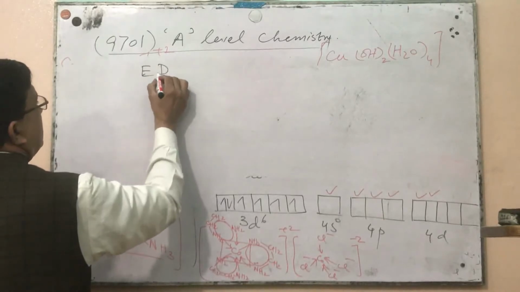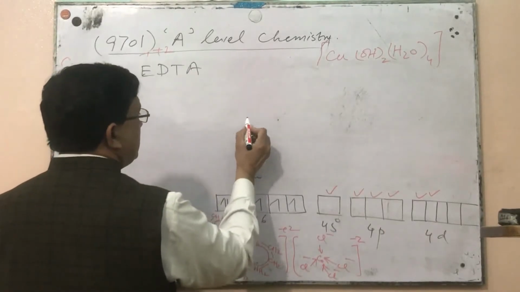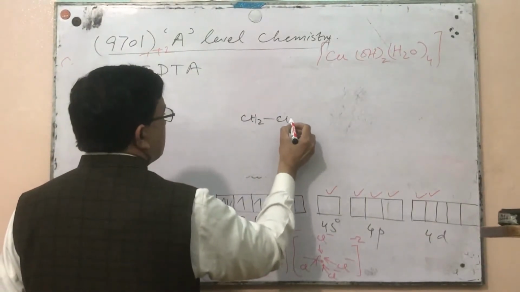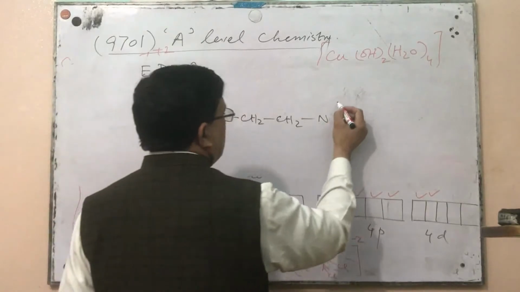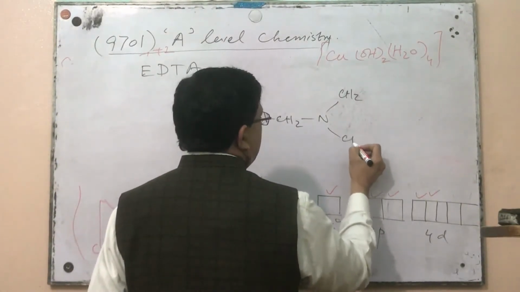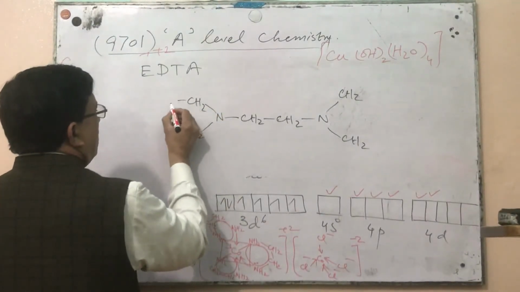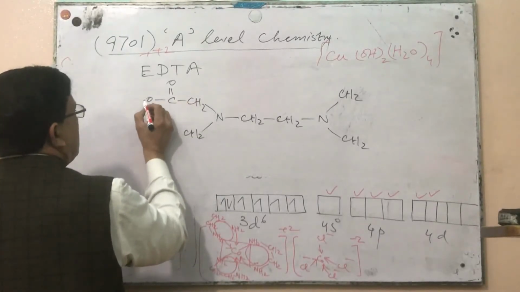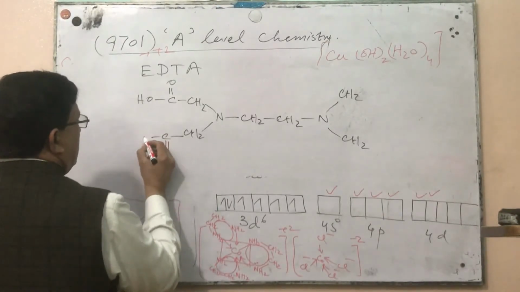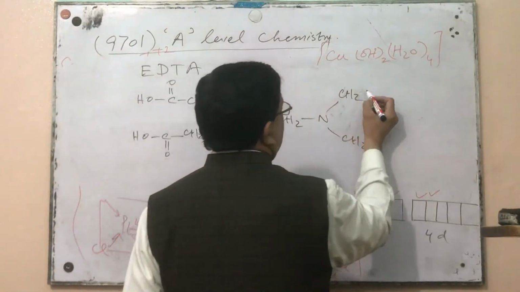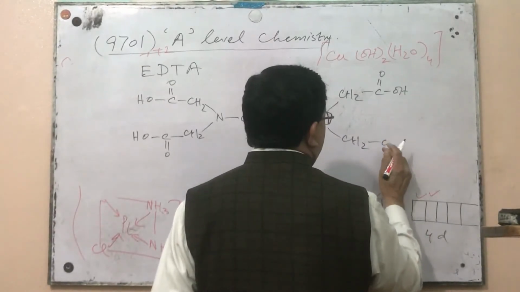EDTA, ethylene diamine tetraacetic acid. The structure is represented as CH2, CH2, with the nitrogens, and CH2, CH2 on each. Now, this will be represented just like this. This is called ethylene diamine tetraacetic acid.